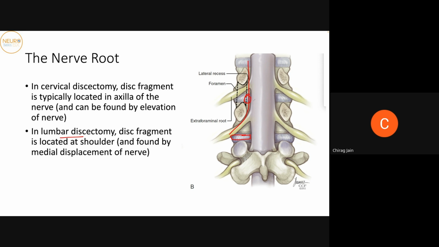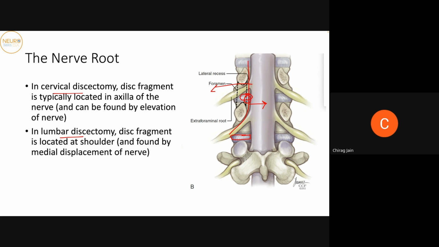At the level of the lumbar disc, usually, if you're doing a lumbar discectomy, the disc fragment is actually located at the shoulder of the disc, which is above the disc. And you can find the disc fragment by retracting the nerve towards the cord. On the other hand, in a cervical disc, because the nerve comes out basically horizontally, the disc will be located below the nerve or in the axilla of the nerve.